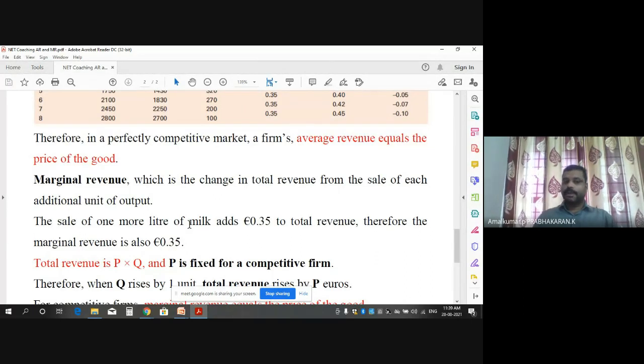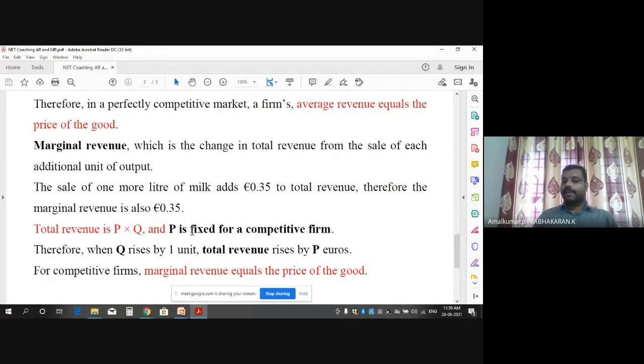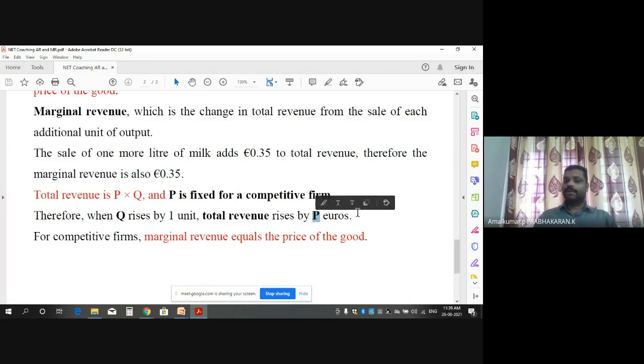So the total revenue is P times Q. P is fixed for a competitive firm, because the price is fixed by market conditions. Therefore, when Q rises by one unit, the total revenue rises by P euros. For a competitive firm, the marginal revenue equals the price of the good.